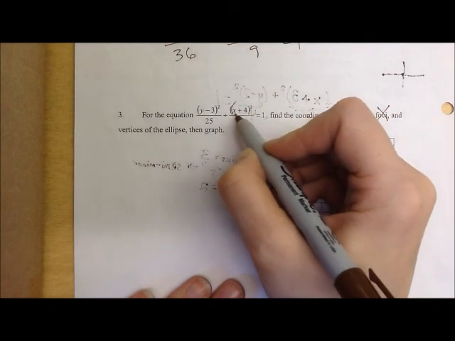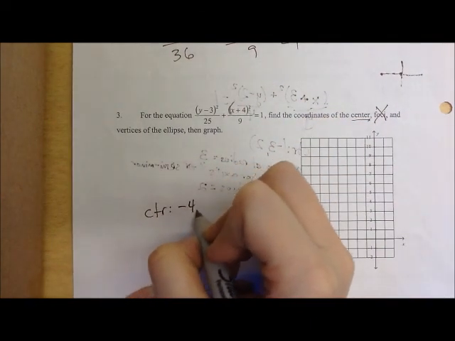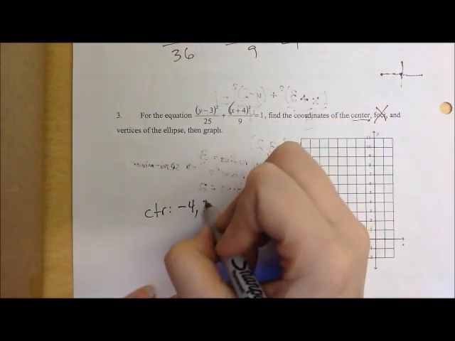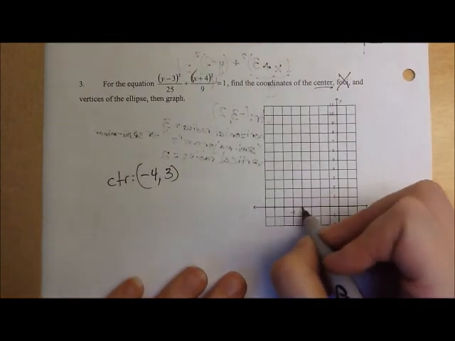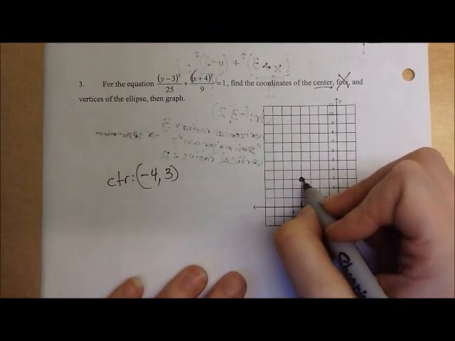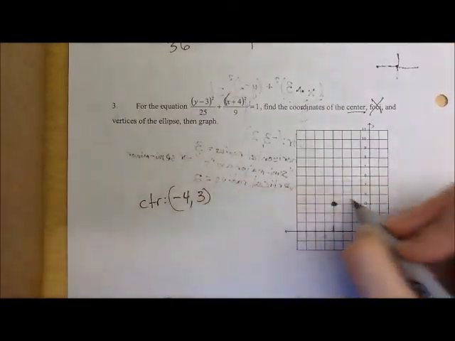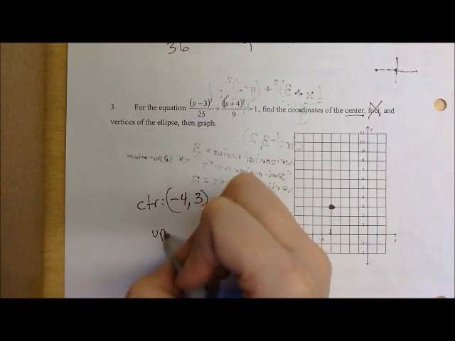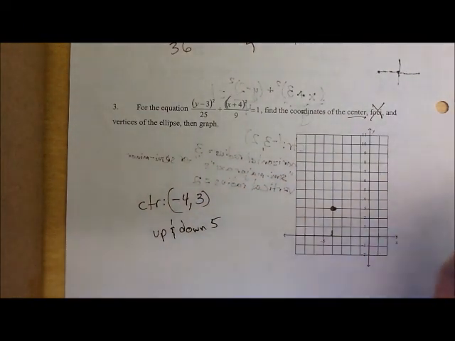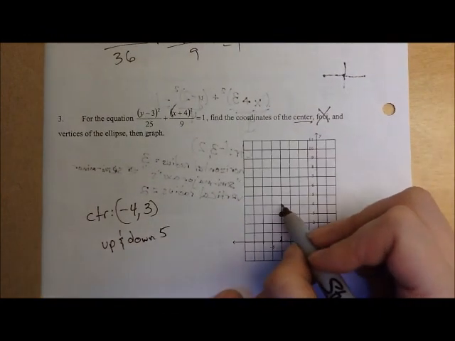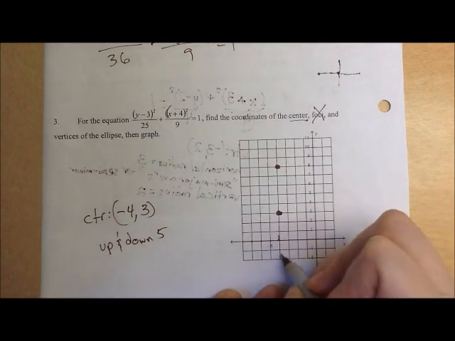The center, here's my x. So the center is at -4, +3. So just be careful when they write these in the opposite order. So -4, +3, there's my center point. Under the y, we've got 25. So that means we're going to go up and down 5, because that's the square root of 25. So from the center point, we'll go up 5, and down 5. 1, 2, 3.